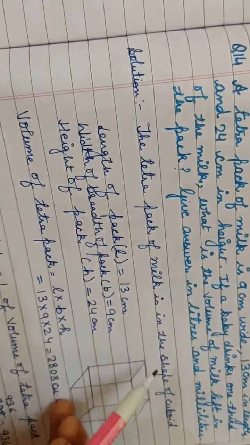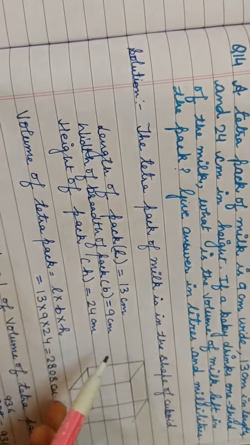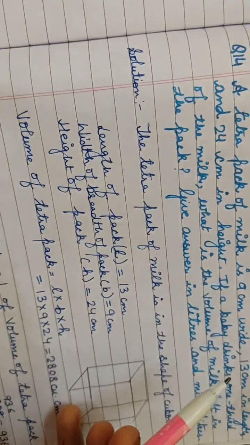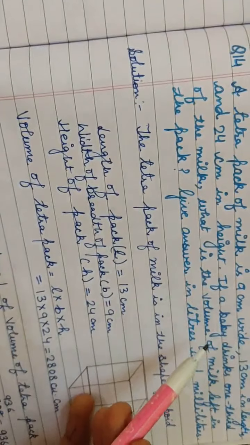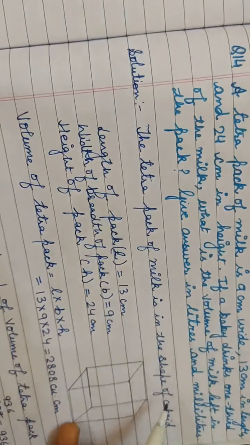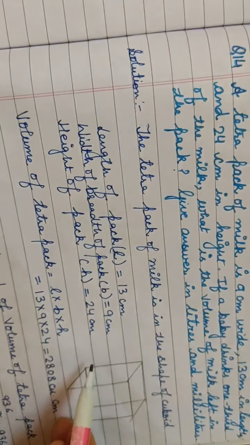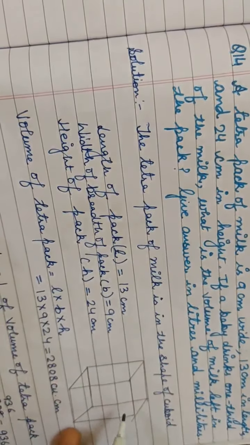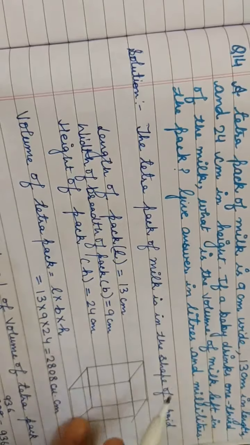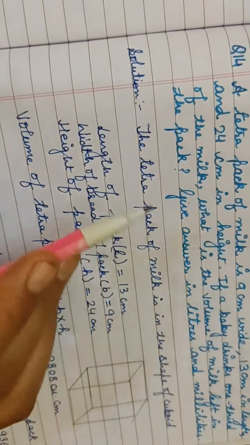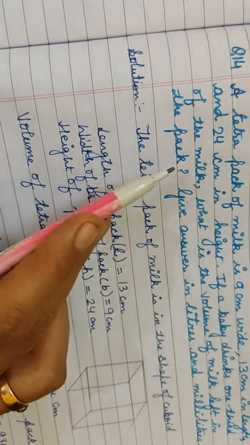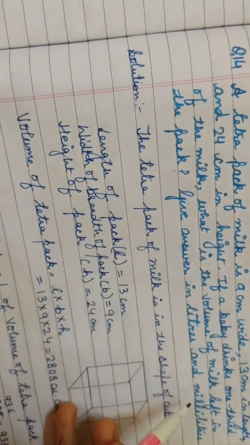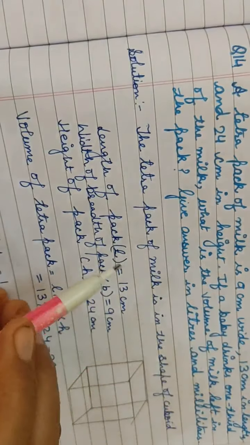We will find the volume of this Tetra Pak, which is in the shape of cuboid. We will find the 1/3 of milk drank by the baby and subtracting it from the total milk, we will get the volume of milk left in the pack. And we have to give the answer in liters and milliliters. So let's start the solution first.